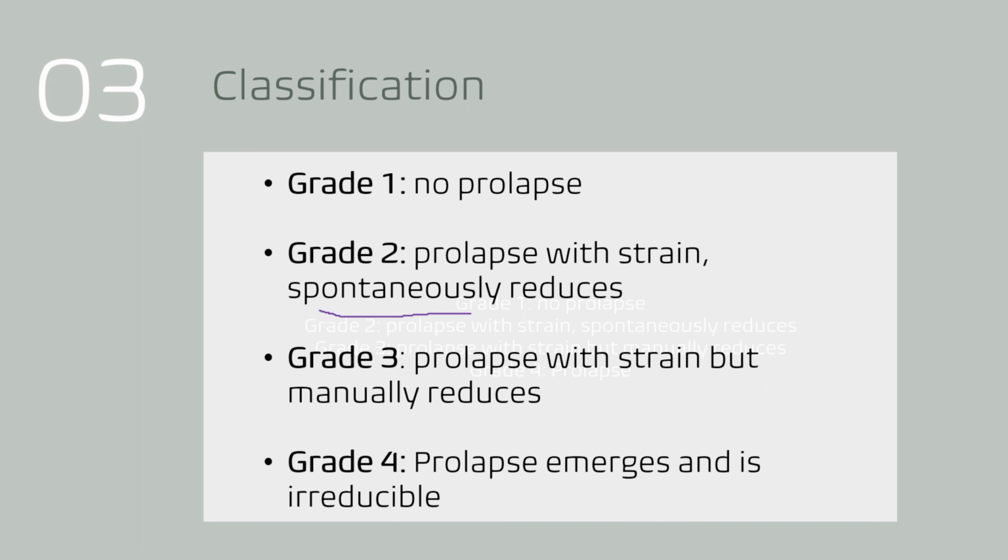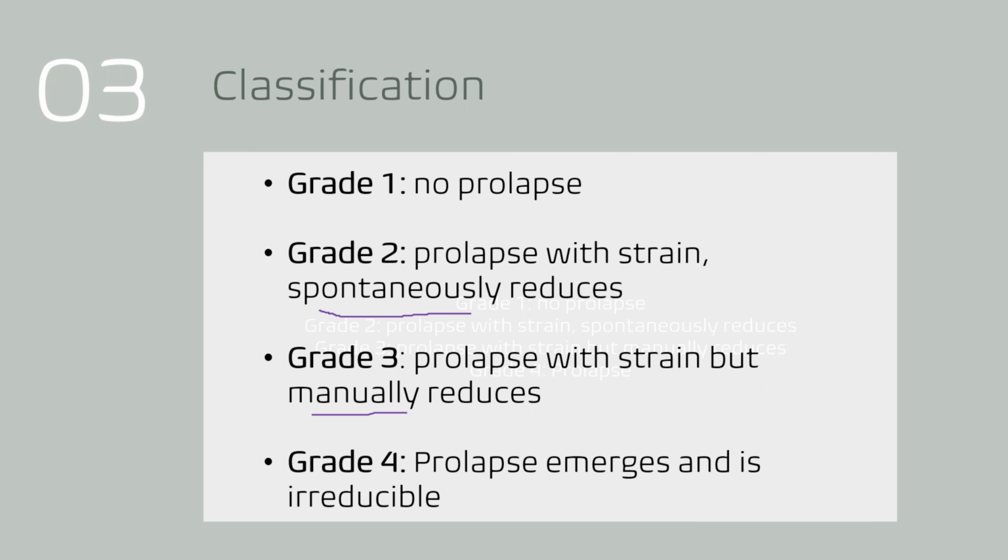Then you have grade 3 hemorrhoids, which is defined as a hemorrhoid which prolapses with strain, but you have to manually reduce it back. So when the patient is straining, the hemorrhoid bulges out of the anal canal, and for it to go back in, patients have to manually push it back into the anal canal. It doesn't spontaneously reduce like grade 2. Grade 3 requires the patient to manually reduce it back.